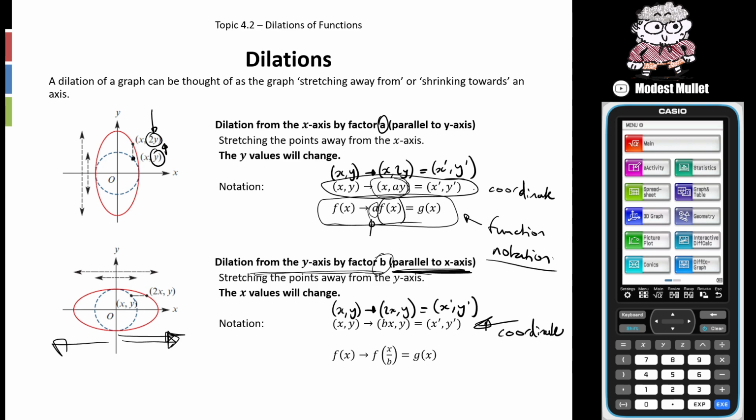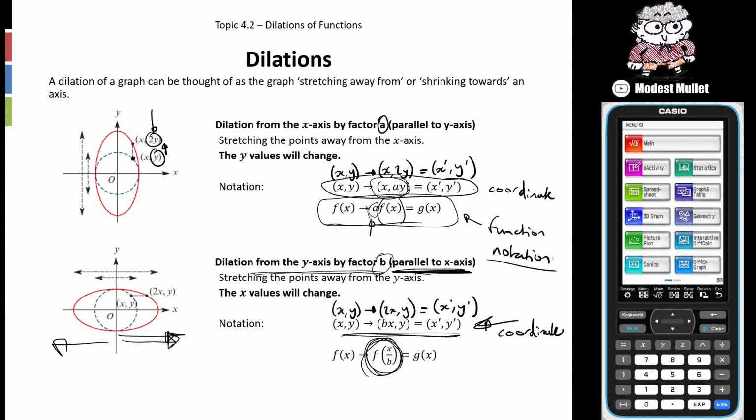So there are 2 ways to refer to each of the dilations. And again, if you want to go back and do the generalized parameter substitution into any f of x, we get this as the function notation. Now that's a little bit odd. Why is it f of x divided by b? I'll give you a minute to think about it. You can pause if you want to try and figure out why.